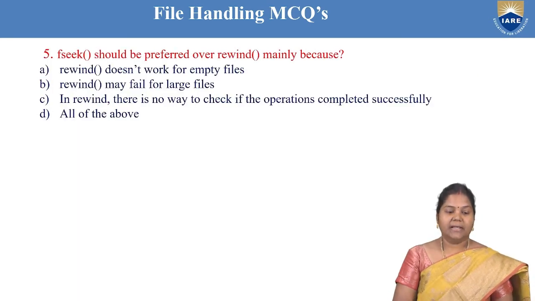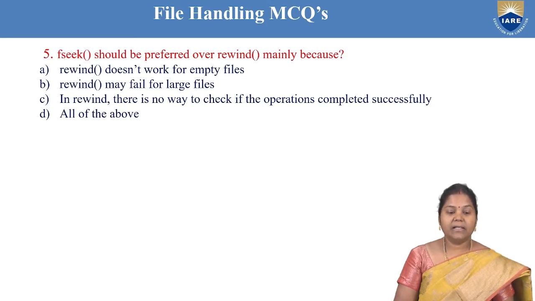Next question is regarding the fseek function. The fseek function should be preferred over rewind mainly because of what? First option is rewind doesn't work for empty files. Then, rewind may fail for large files. Then, in rewind, there is no way to check if the operation is completed successfully. Or all the above.